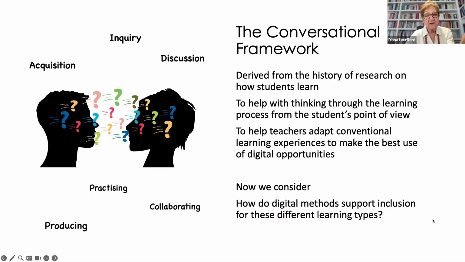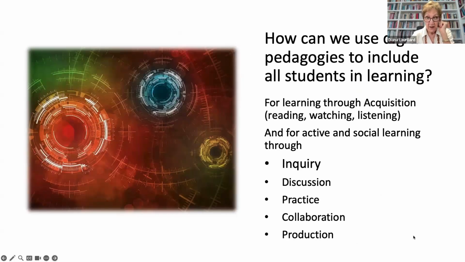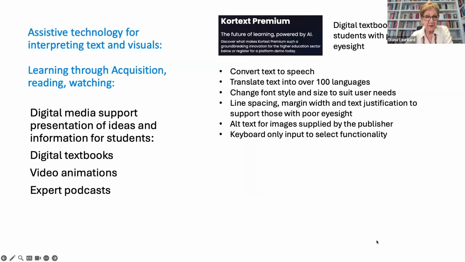So when we come to the conversational framework, the point of that is to help with thinking through the learning process from the student's point of view. It's to help teachers adapt conventional learning experiences to make the best use of digital opportunities. So what do we do in the context of inclusion to support those different types? Well, thinking about the different pedagogies for learning through acquisition, for learning, reading, watching, and listening, you'll be very familiar with what they all are. For active and social learning of the kinds that I've discussed, there will be different technologies and pedagogies for each one.